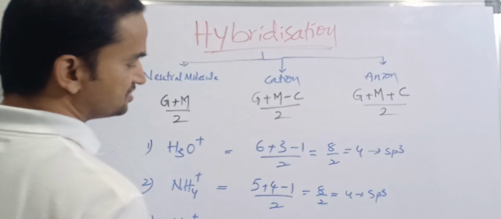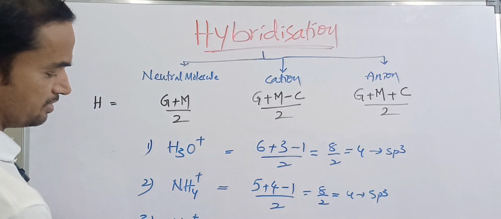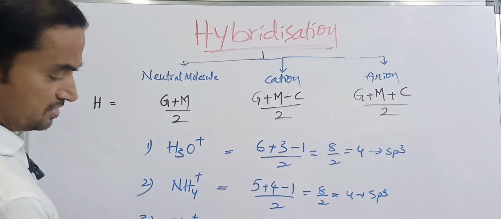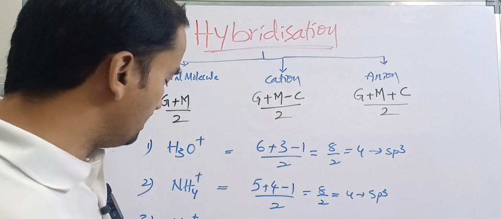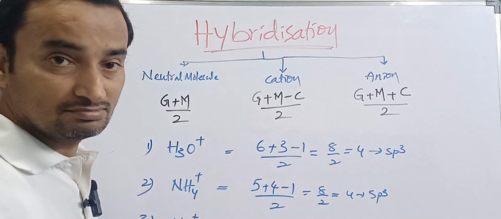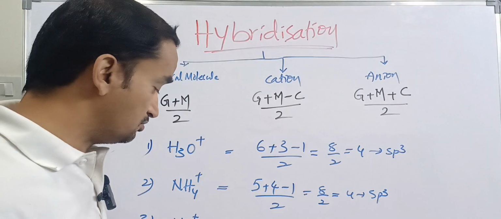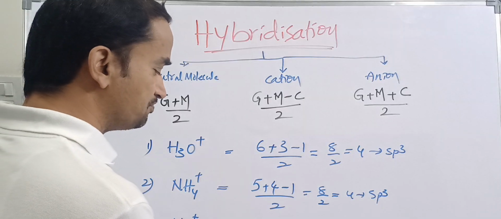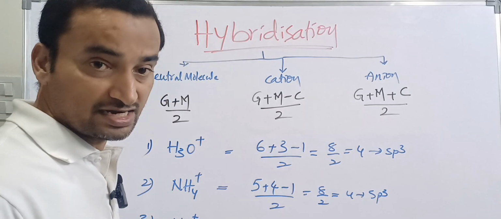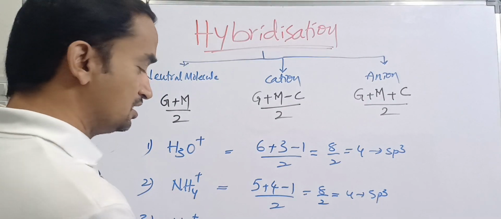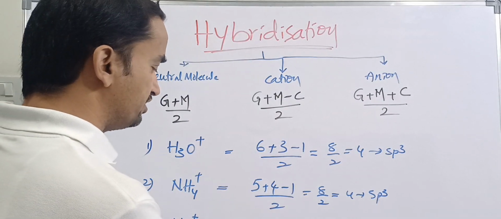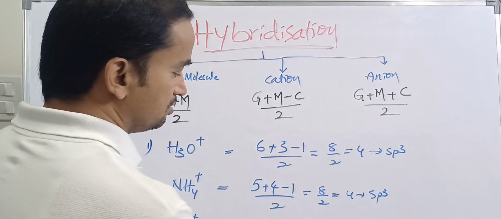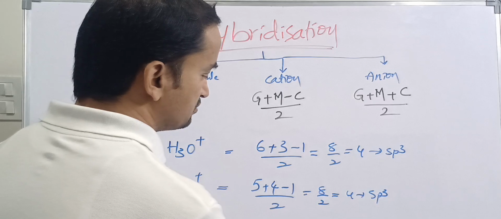So 2 means you are getting hybridization sp. Now the fourth one, you can say I3 plus ion. Here, in the 3 iodine atoms, one will be the central atom and 2 will be monovalent atoms. The group number of iodine is 7. Here we are considering only 2 atoms, leaving the central atom. The charge is 1, divided by 2. So 7 plus 2, 9, minus 1, 8 by 2. So again we are getting sp3 hybridization.